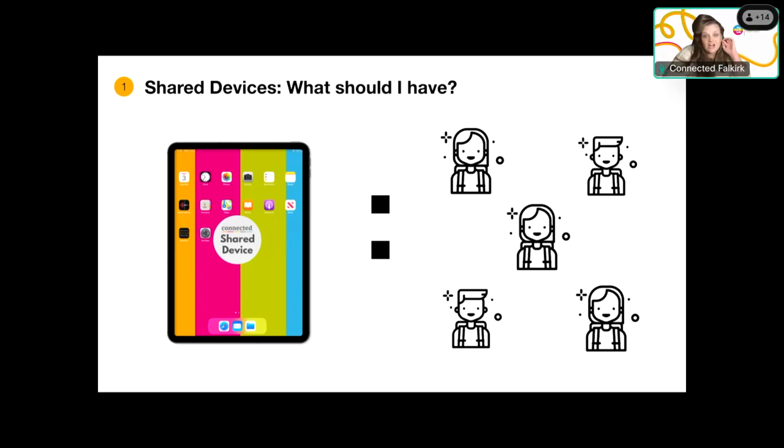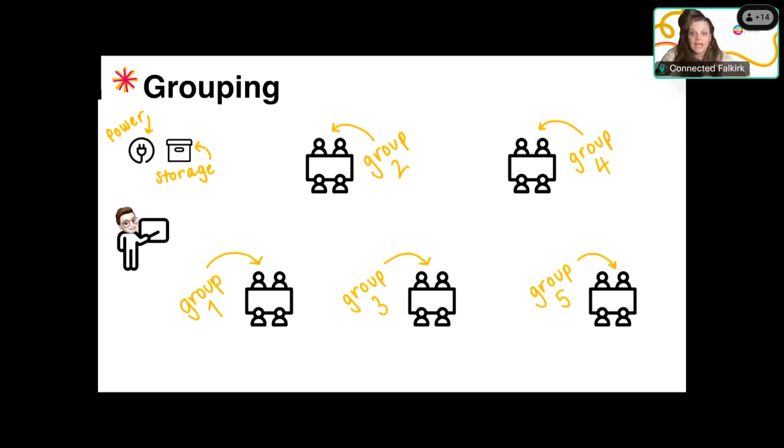So here are some of my top tips for working in a shared device environment, and these have been gathered through hands-on experience. So I actually worked in a shared device environment for a long time prior to Connected Falkirk. As a media and English teacher, I've worked in environments at a ratio of 1 to 10, which was horrible, 1 to 6, and 1 to 3, as well as 1 to 1. And I actually spent around 5 years working in a 1 to 6 environment.